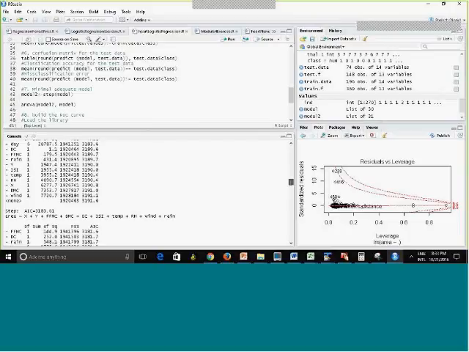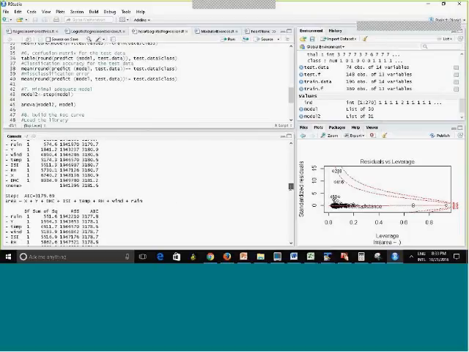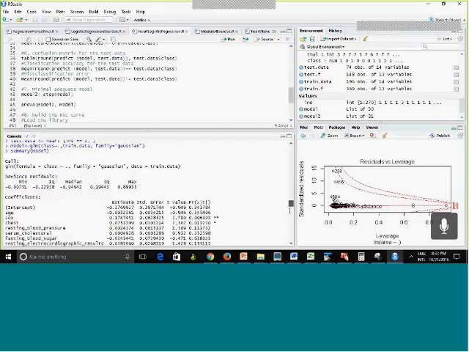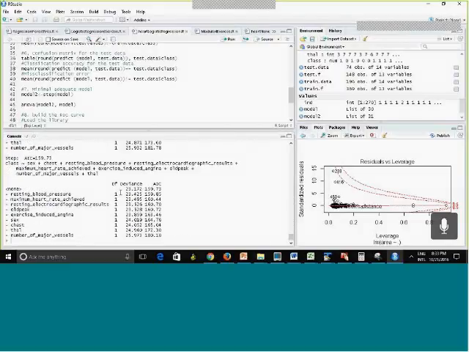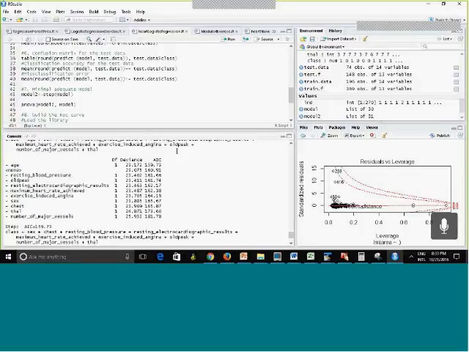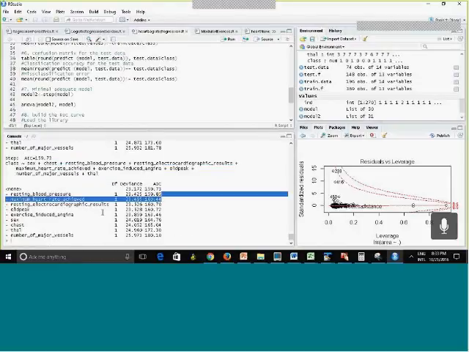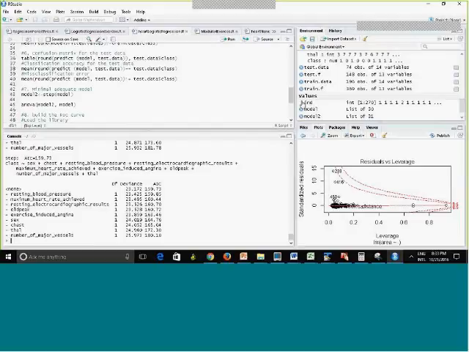So on each iteration, we are removing the one with the lowest, not highest, lowest. And basically, what's going to happen here is that the method is going to stop when AIC no longer changes. When AIC no longer changes, we're going to stop right here. So basically, the remaining variables here happen to be the most significant.